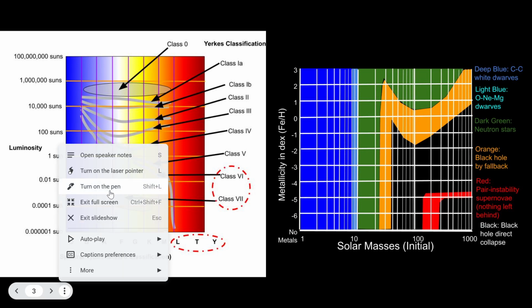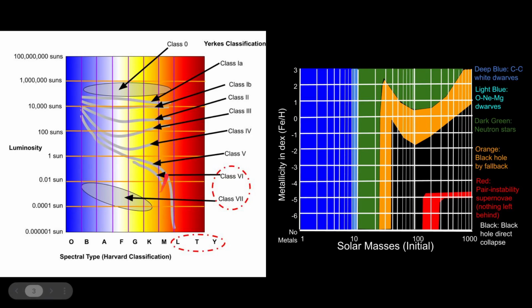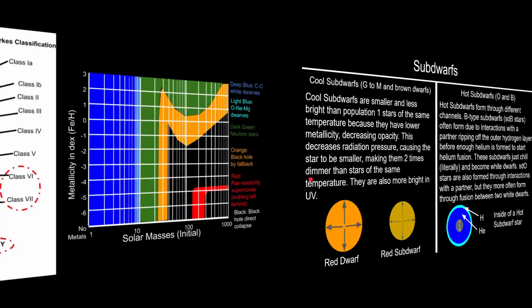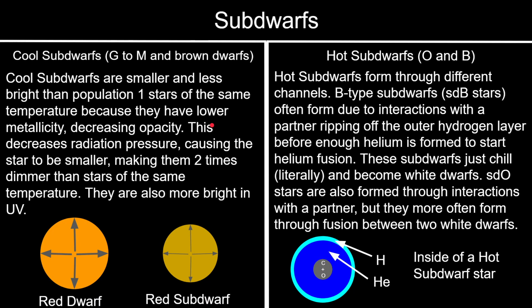So we'll be discussing subdwarves, brown dwarves, and stellar remnants, which include white dwarves, neutron stars, and black holes. So, subdwarves. Subdwarves are type 6, as we discussed previously. Cool subdwarves, whose spectral type range from G to M, and brown dwarves, are smaller and less bright than population 1 stars of the same temperature.